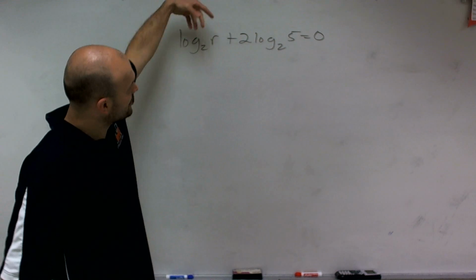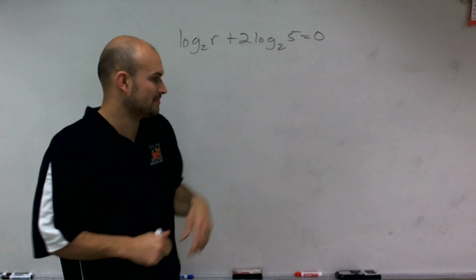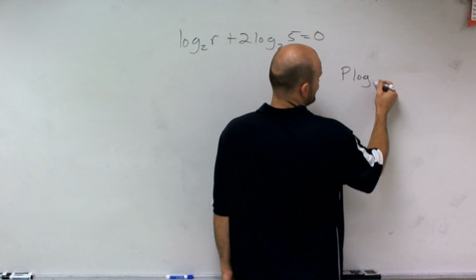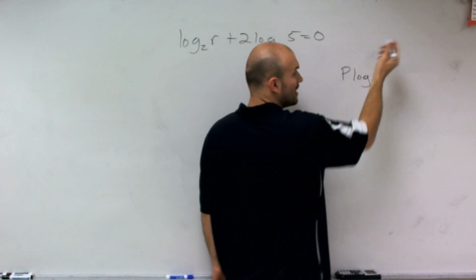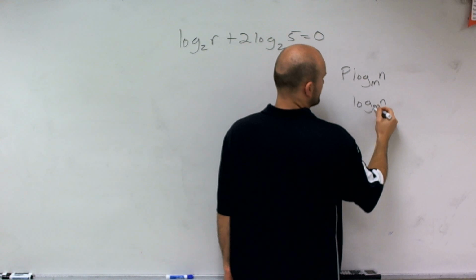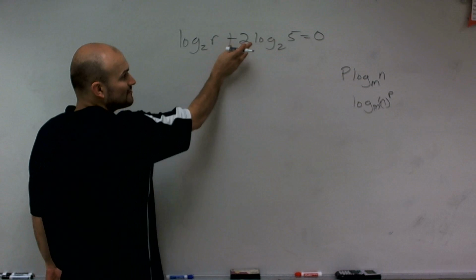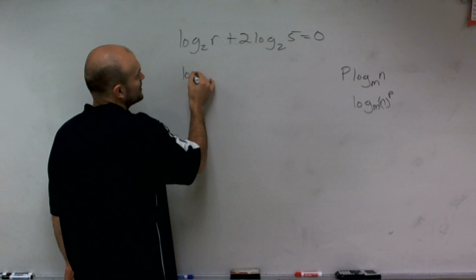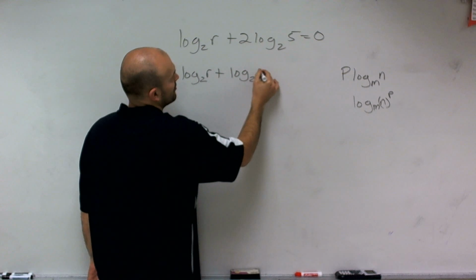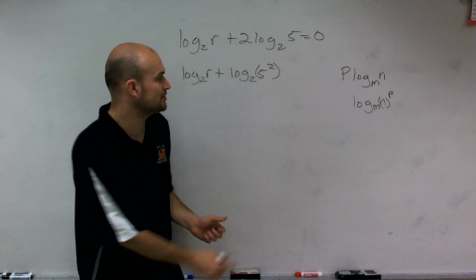So what I notice here is that I have a number that's being multiplied by my logarithm. And if you remember, when we have a number that's multiplied by a logarithm, it doesn't matter what it is, we can use the power rule of logarithms to rewrite that as log base n of n raised to the p power. So that's the first thing I'm going to want to do here: rewrite this by using the power rule of logarithms. So now I say log base 2 of 5 squared, equals 0.